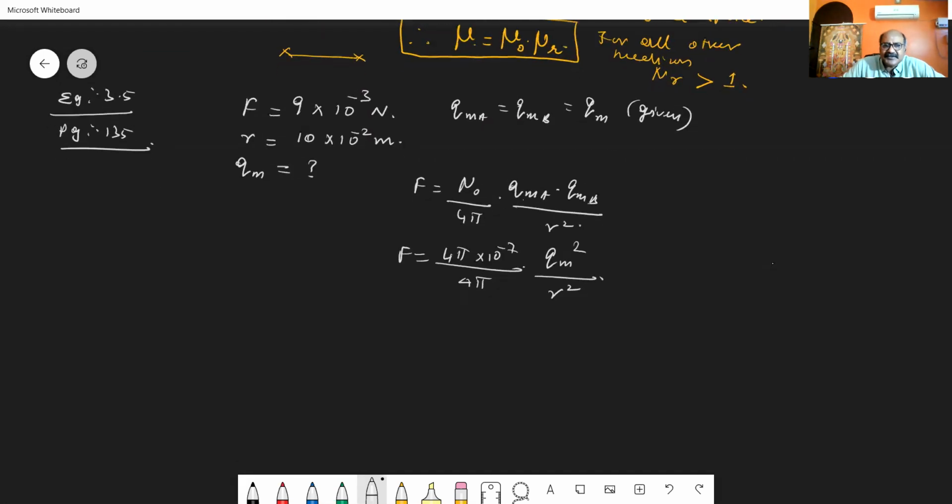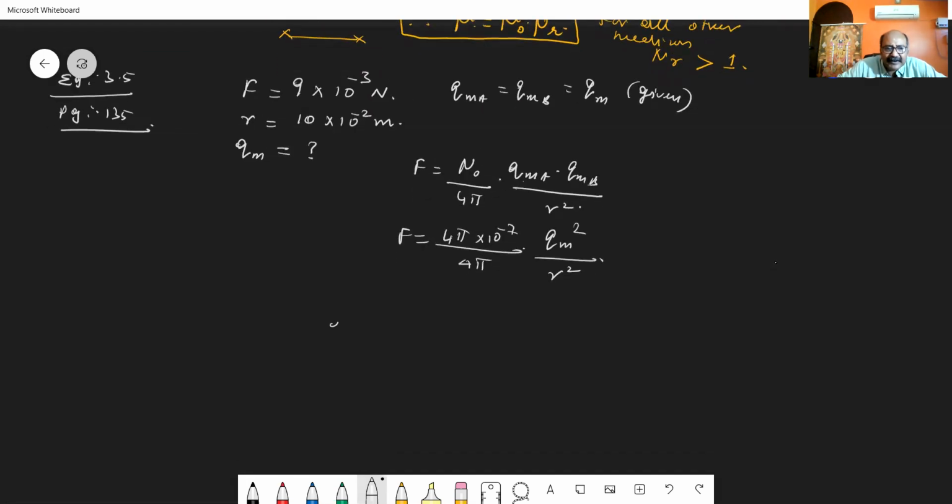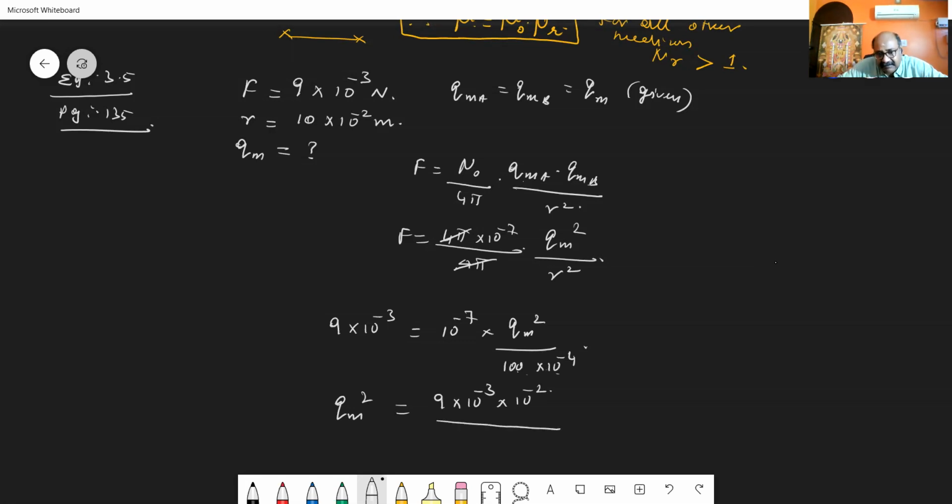Now when I am substituting the values, the value of F is 9 into 10 to the power of minus 3 equal to. This 4 pi will get cancelled. So 10 power minus 7 into QM square divided by R square is 100 into 10 power minus 4. So when I am simplifying this, I can write like this: QM square equal to 9 into 10 power minus 3. When these are cancelled, I can get 10 power minus 3, minus 2 taken to the other side divided by this 10 power minus 7 taken to the other side.